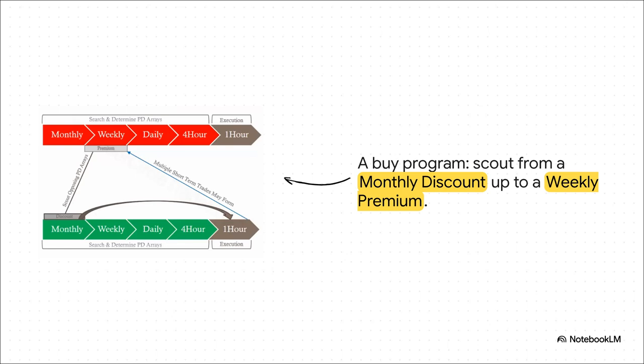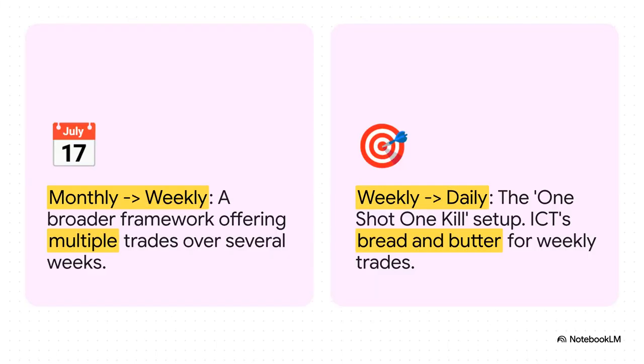The space in between those two points is where we'll be hunting for our buy setups on those lower timeframes. Now, it's really important to make a distinction here. The bigger framework we just talked about, the monthly to weekly one, can set the stage for weeks of trading. But ICT's signature setup, the one he calls the one-shot, one-kill, is a much more condensed version.